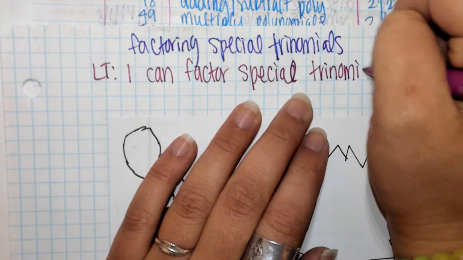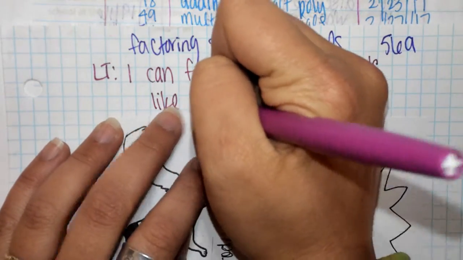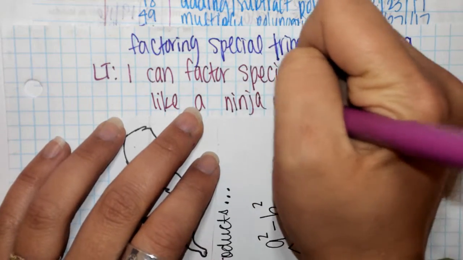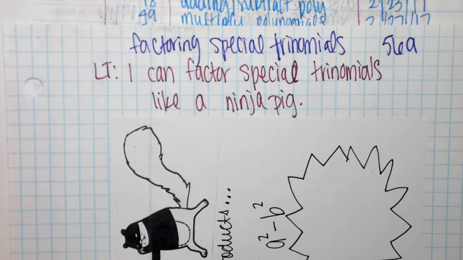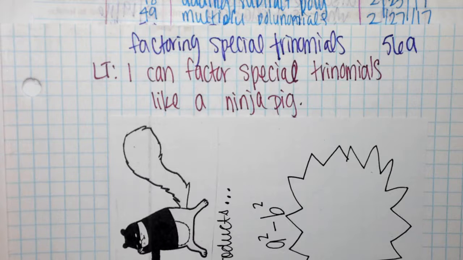You can get them markers out of the closet. I can factor special trinomials like A, Ninja Pig. What is wrong with you? It's trinomial. I'm sorry, I got excited. On your thingy, I put factoring special products. It's the same thing. It goes back and forth. Could you just get one of each and not get the whole box? I know.